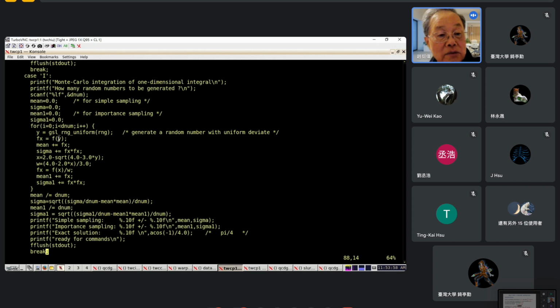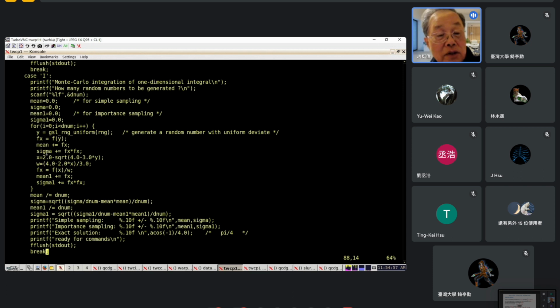fx is a function f of y, a function defined at the end, which is 1 over 1 plus x squared. So I first get the number in here, and then I go to f, and this is fx. So I get one function value, one sampling. For the mean, I add all these samplings together and divide by the total number. Then from fx squared I get a sigma, the standard deviation, and divided by the number of sampling, that is the error of the integral, sigma I.